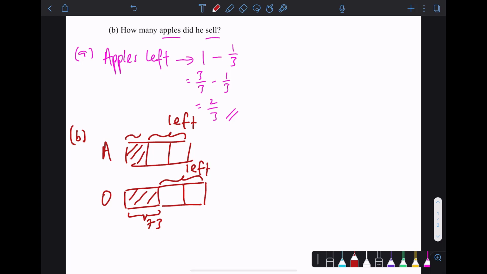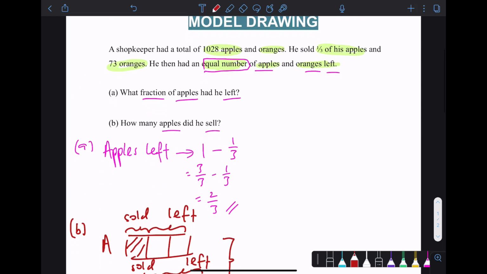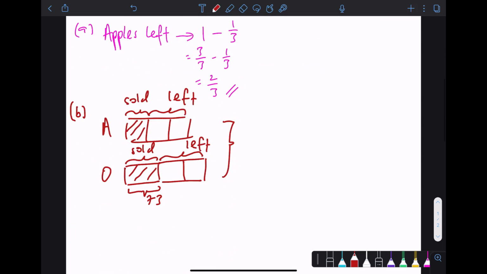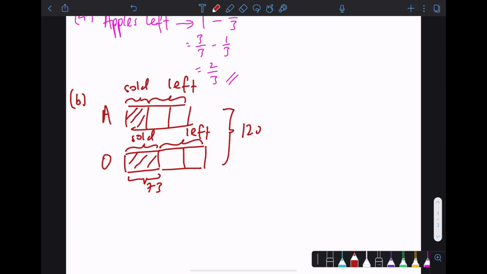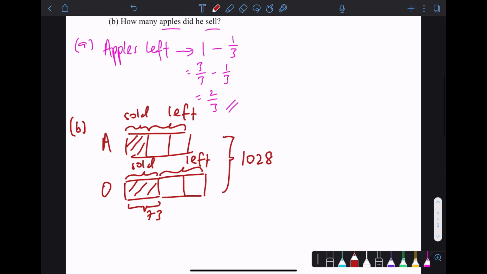And the first part here is whatever is sold. And we know that the total fruits that he has at first is 1028. So we'll put 1028 here, okay? So the question is, how many apples did he sell? Basically, what is the value of this 1 unit?